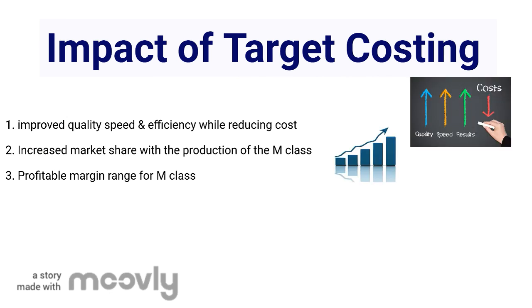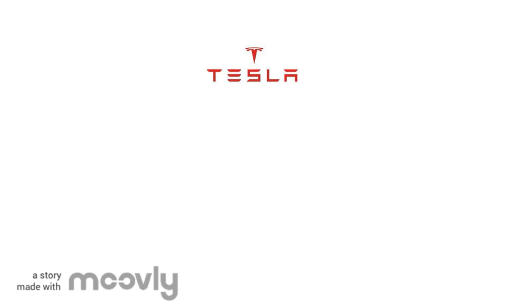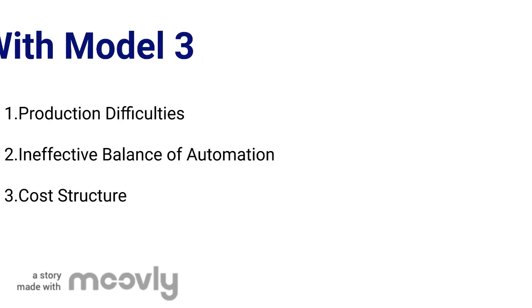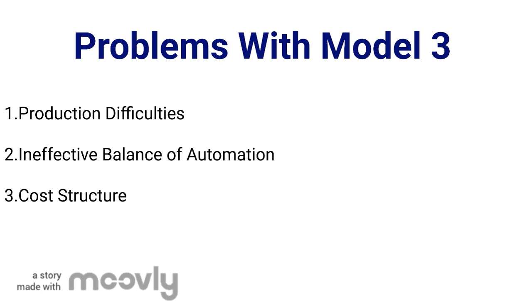Mercedes were able to increase their market share with the production of the M-Class, and they were also able to sell the M-Class for a profitable range. Tesla has been a pioneer firm by integrating emerging technologies with sustainable products. But with the Model 3, the company is currently undergoing a series of problems from the production to the quality to the customer satisfaction. So what problems are they facing? Firstly, the Model 3 was Tesla's first mass production of electric cars at an affordable price, and this was a very difficult objective. So they faced production difficulties.